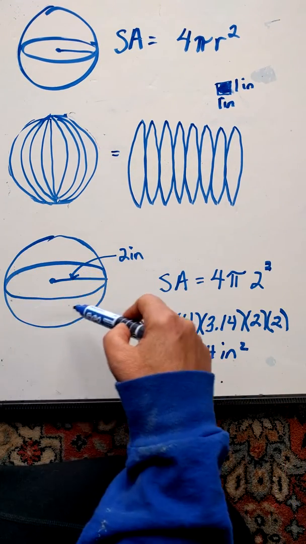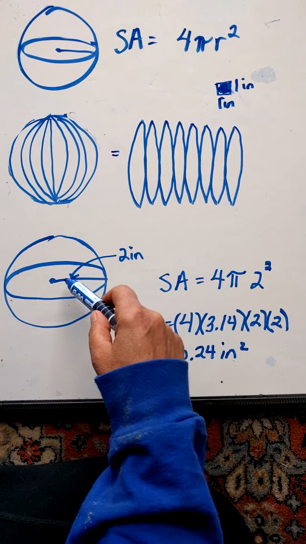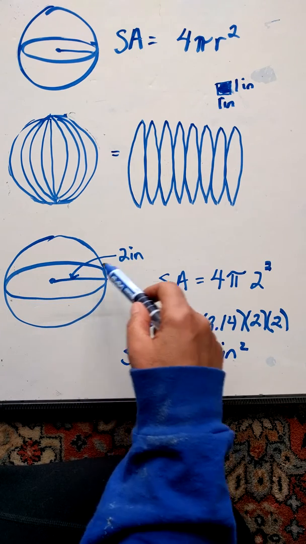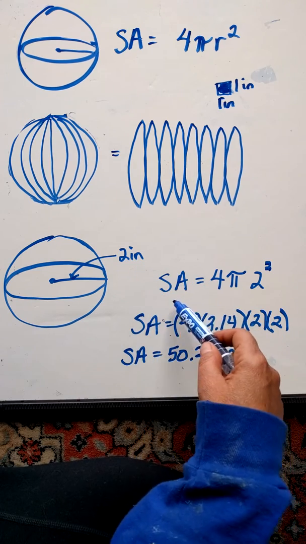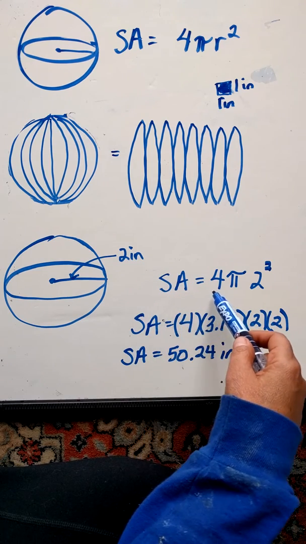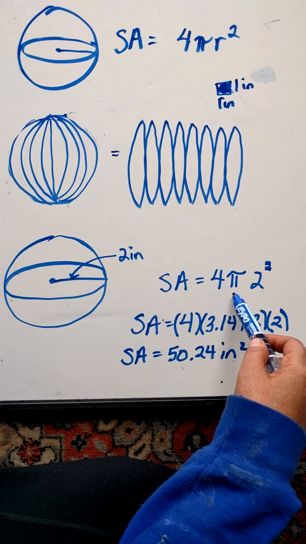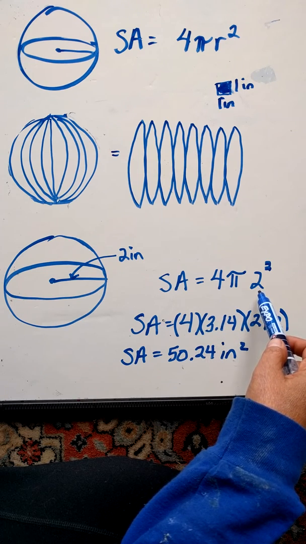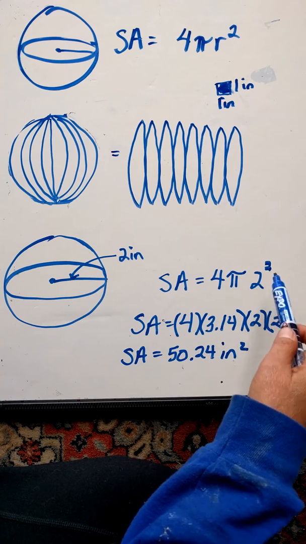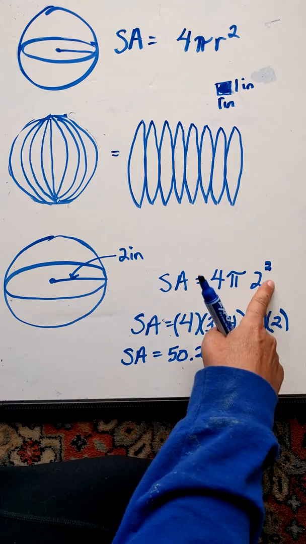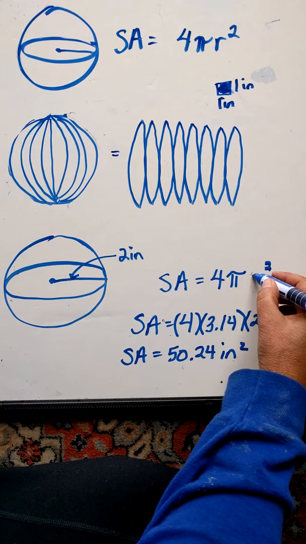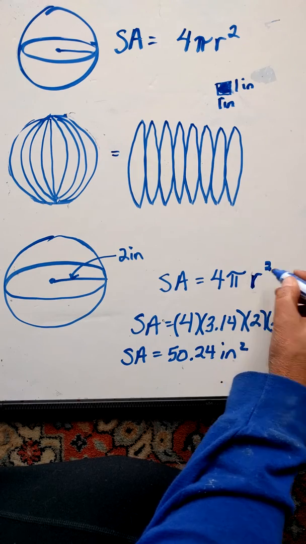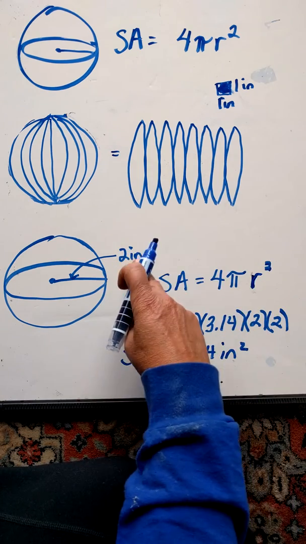you'll get a problem like this where you have a sphere and it'll show you a radius, and in our case here it's 2 inches. So we have the formula here for surface area is equal to 4 times pi times 2 squared. And I already filled in the 2 here, but the formula up here on top is 4 times pi times r squared. Okay, so that's the radius squared.